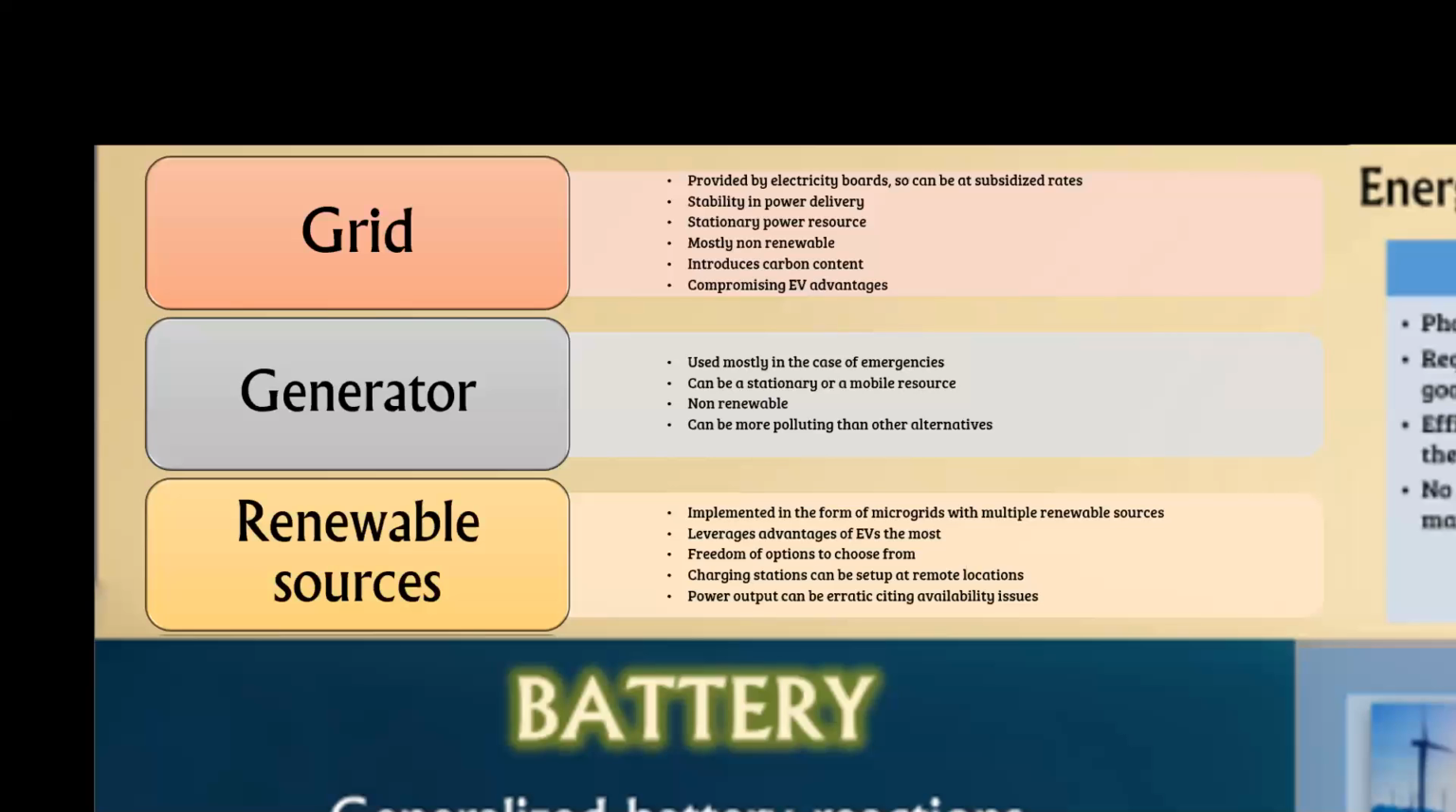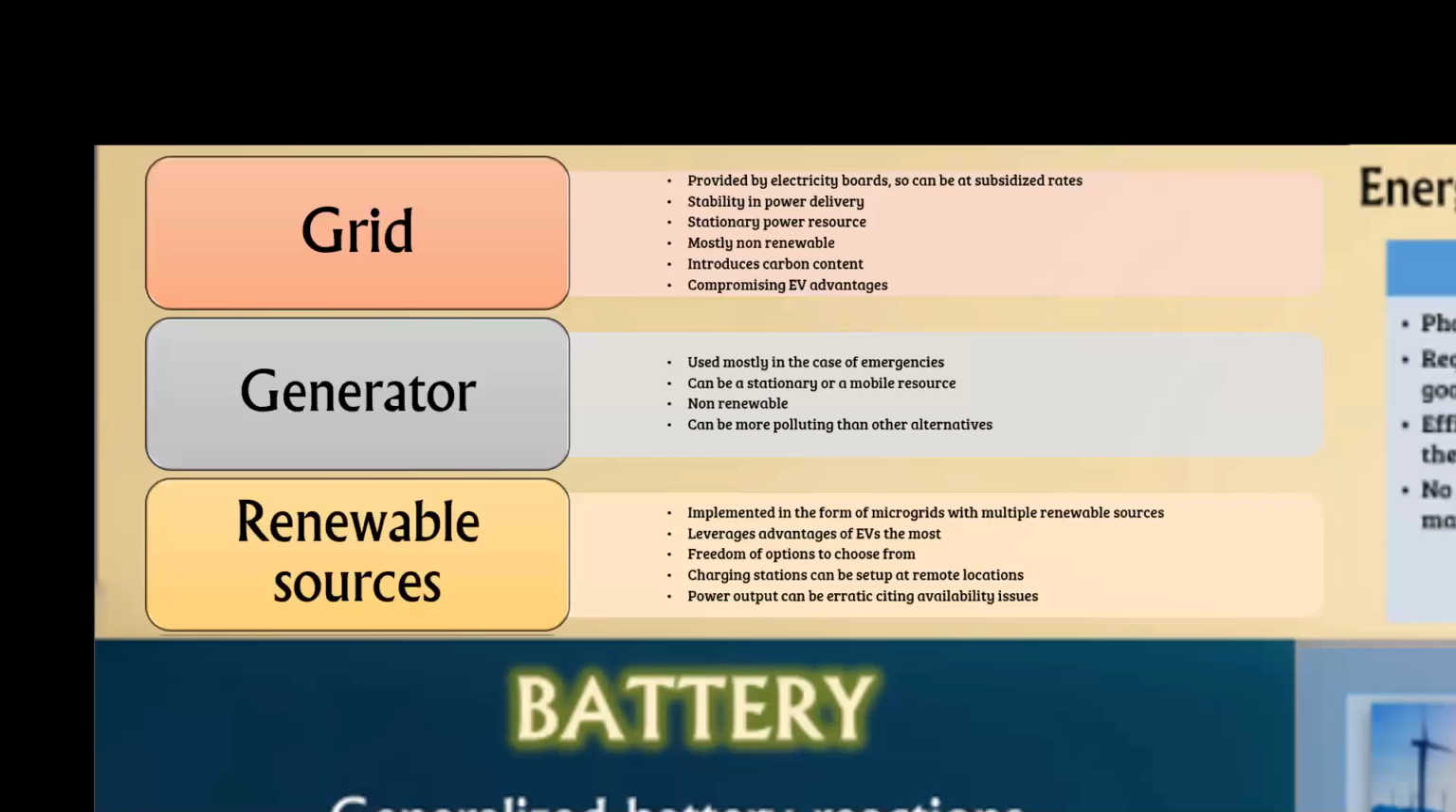Now, coming to the generator, the advantage is that it can be mobile as well as stationary, so it is more suited for emergency applications. It is also non-renewable, and it can have a more polluting effect.